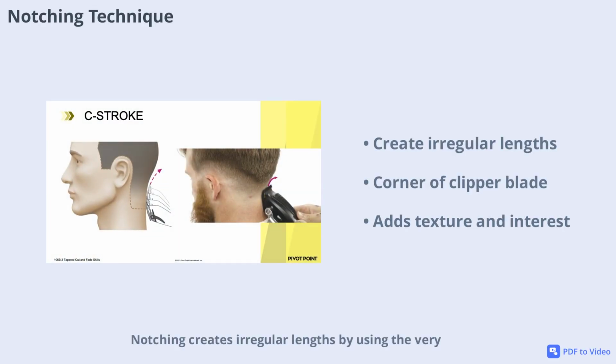Notching creates irregular lengths by using the very corner of the clipper blade or tips of shears. This technique adds texture and interest to the haircut, making it more dynamic. We'll discuss how to use notching effectively and when it's appropriate for different styles.